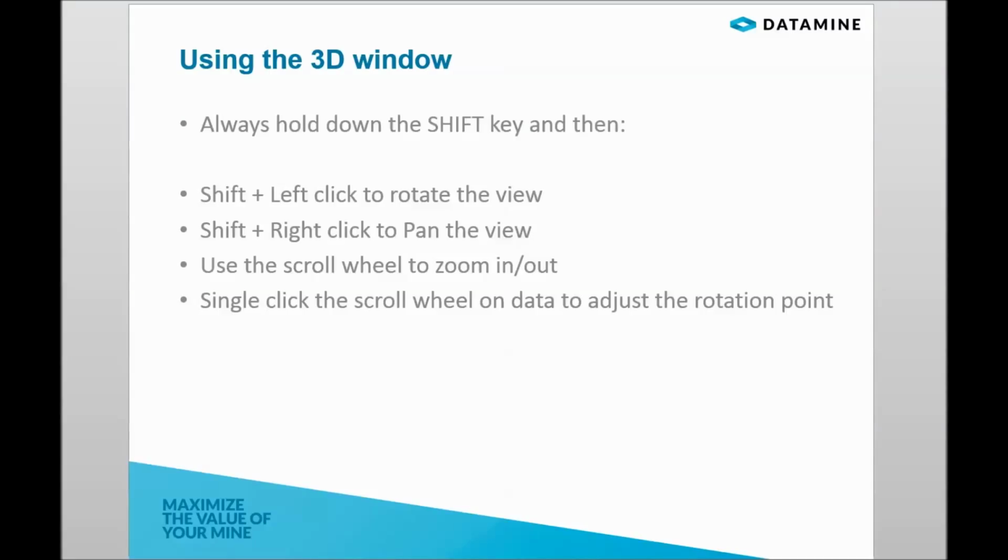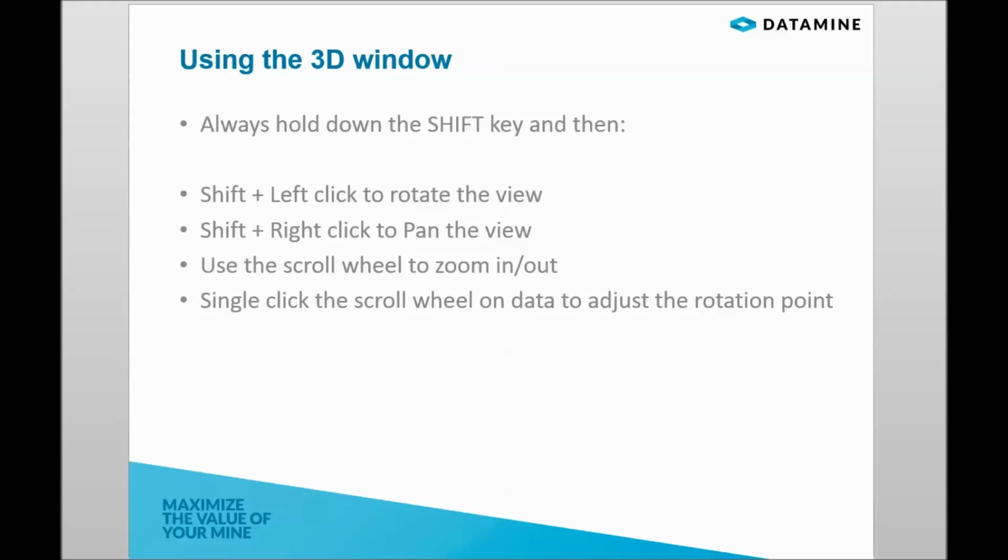So now a few of the navigation options for using the 3D window. Obviously it's important to understand how to orient yourself around your data. So the important thing to remember is always pretty much hold down the Shift key, because this works in conjunction with the left and the right mouse button to rotate and pan the view.